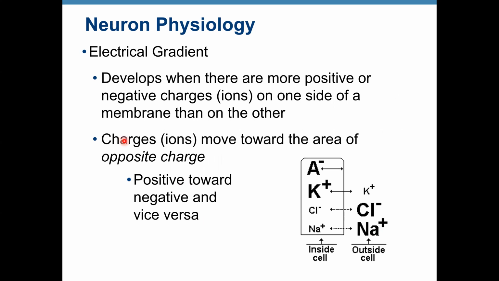Now, an electrical gradient develops when there are more positive or negative charges on one side of a membrane than on the other, right? So now if you look over here, do we have an electrical gradient here or not? When you first look over here, you think, I don't know, I have negative, positive, negative, positive, positive, negative, positive. It seems like I don't really have a separation of charges here, but you do. You do have a separation of charges here, and I'll show you why.